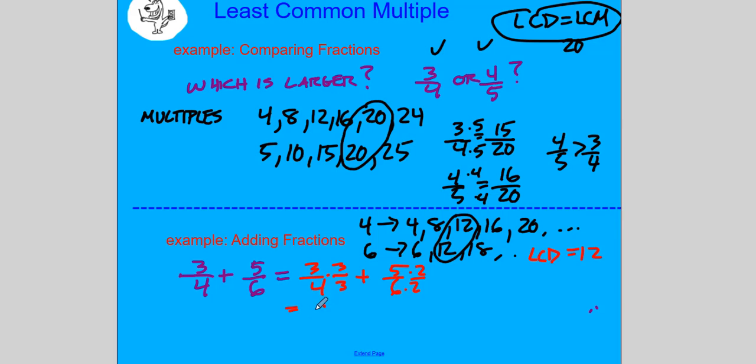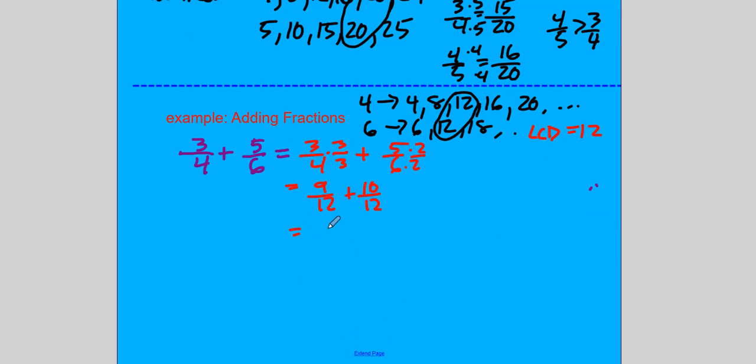So 3 times 3 is 9, 4 times 3 is 12, then we have 5 times 2 is 10, 6 times 2 is 12, so now we have our common denominator 12, so we get 19 over 12, which we call an improper fraction, because the numerator is larger than the denominator. And actually there's nothing wrong with improper fractions, but often you'll want your answer as a mixed number. Now notice that cannot be reduced because the only common factor of 19 and 12 is 1.